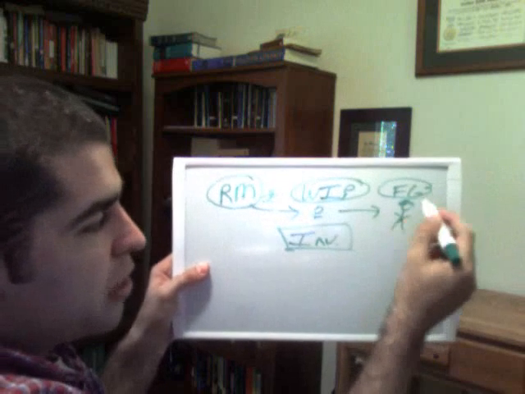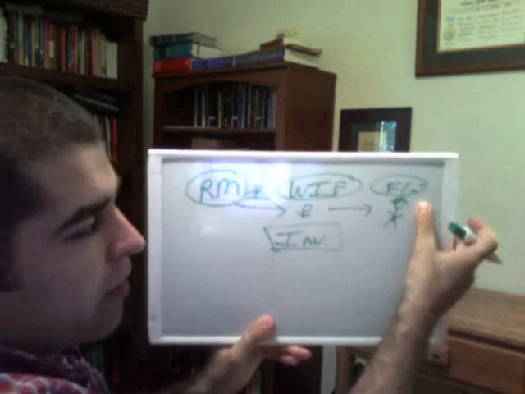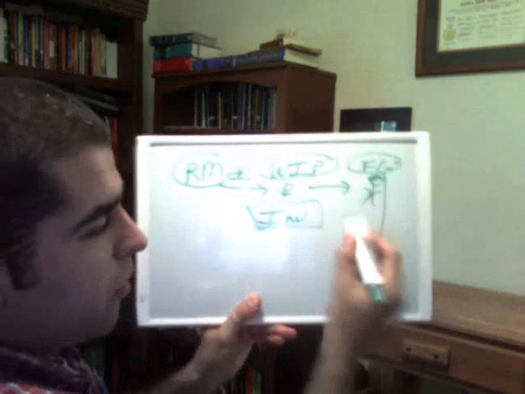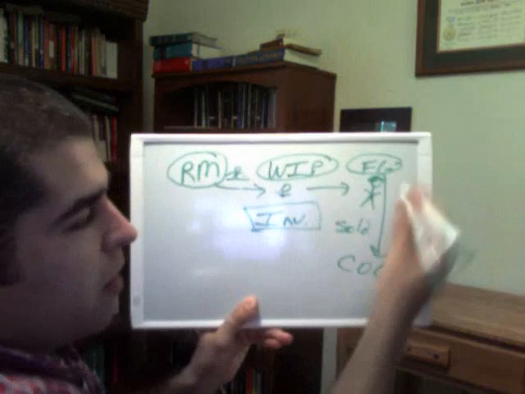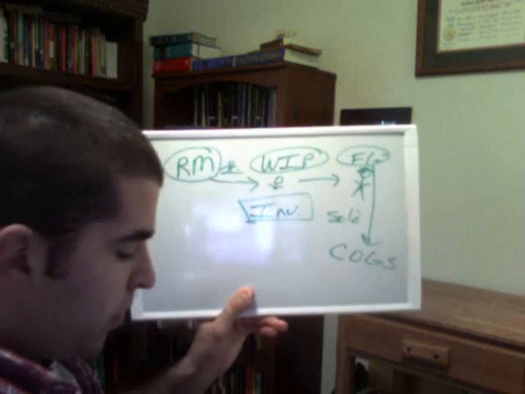What happens once it's sold? Well, it's on the balance sheet now in finished goods. Once it's sold, it goes to cost of goods sold. So it's removed from the balance sheet and taken to cost of goods sold on the income statement.